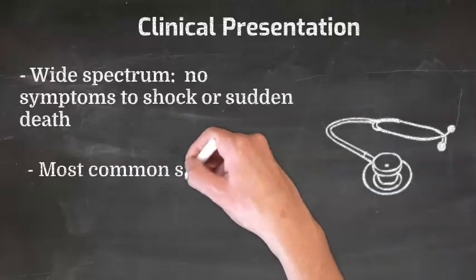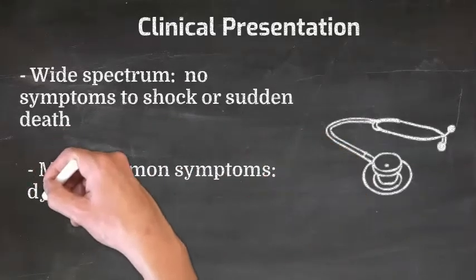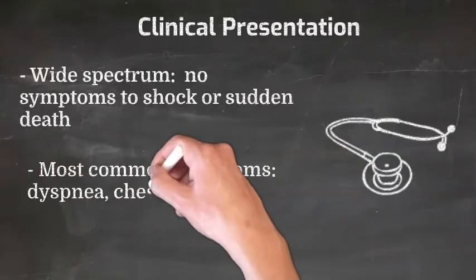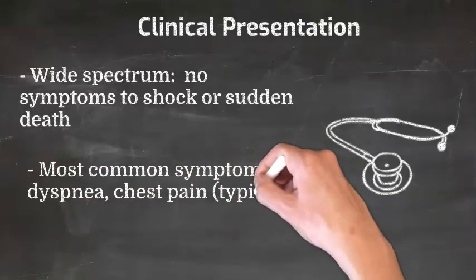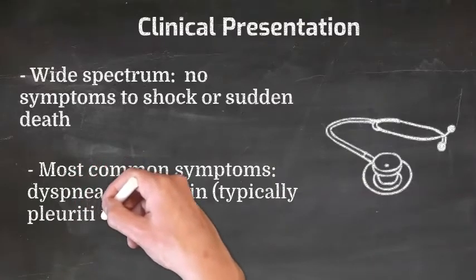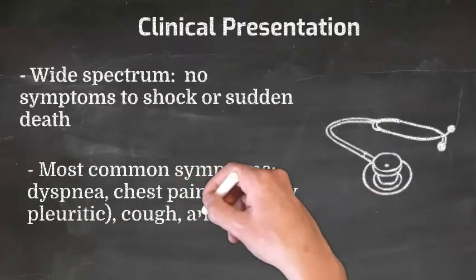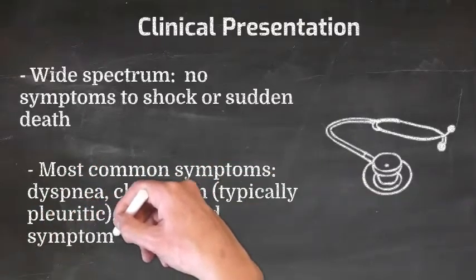Some of the most common symptoms in patients who do have symptoms are dyspnea, chest pain, which is typically pleuritic in nature, cough, and they may also present with symptoms of DVT.